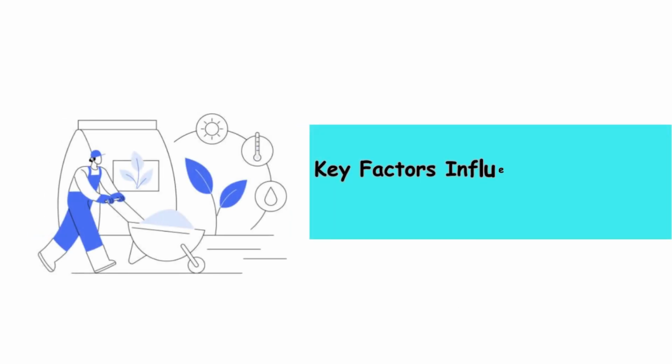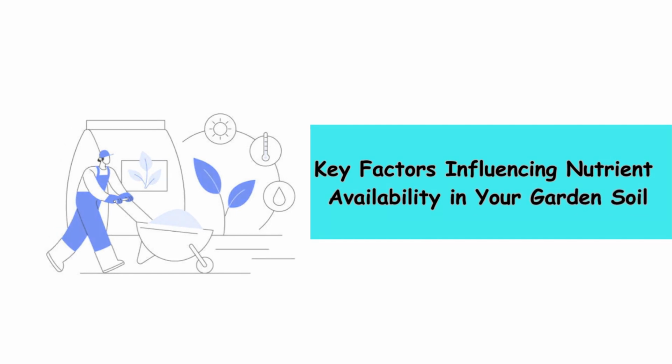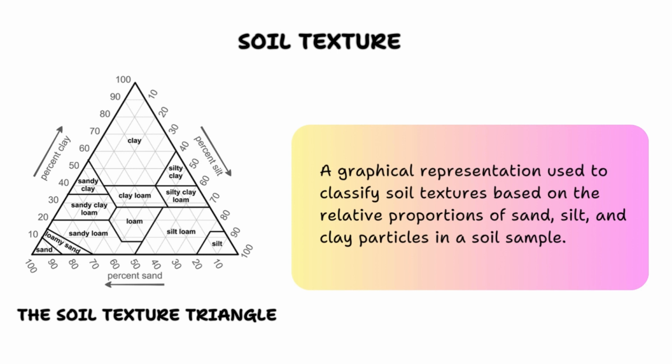In this video, we take a look at the second part of key factors that influence nutrient availability in our soils. First up on the list is soil texture. Now, what we have on my left is what we call the soil texture triangle. It is basically a graphical tool that is used in soil science and agriculture to classify soil textures based on the relative proportions of sand, silt, and clay particles in a soil sample. It consists of an equilateral triangle that is divided into sections representing different soil texture classes, with each corner representing pure sand, silt, or clay soils.